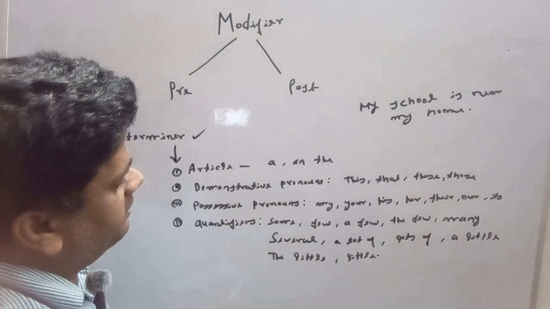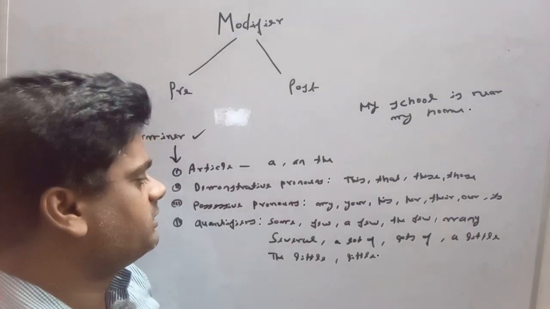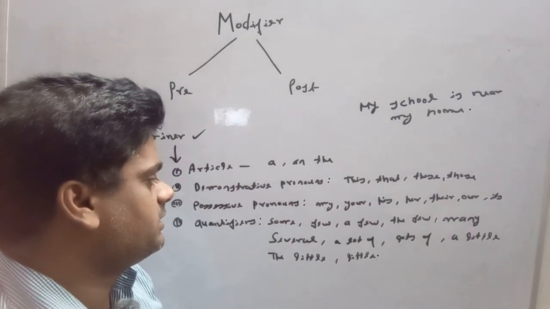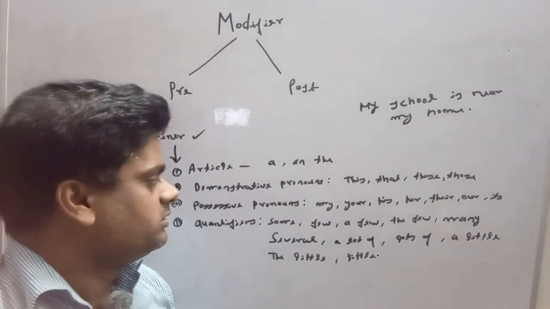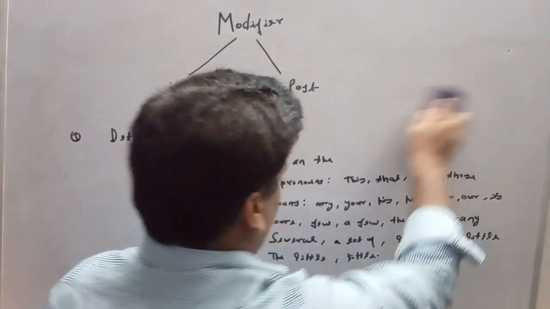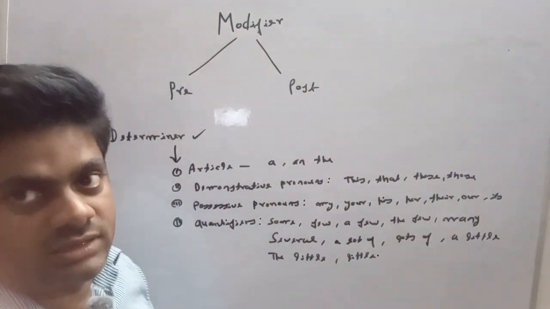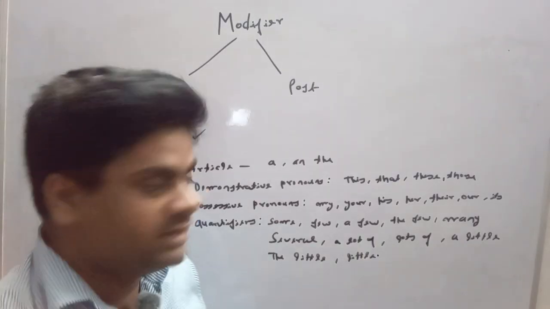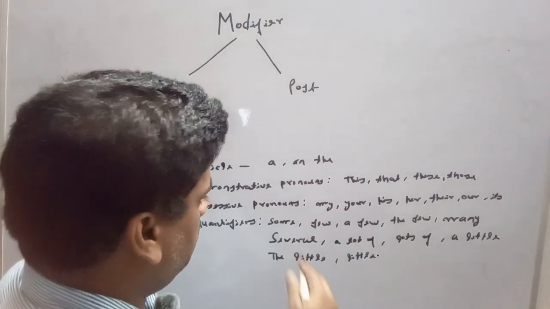Quantifiers. Quantifiers are also used as determiners in sentences. Some people, some boys. If I say some people, some boys, something, anything, nothing, these are pre-modifiers.